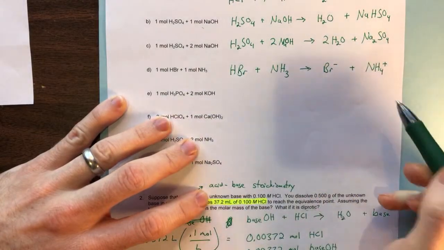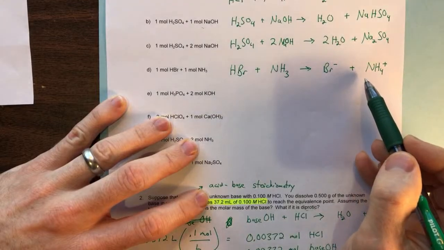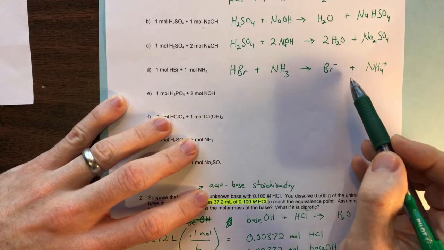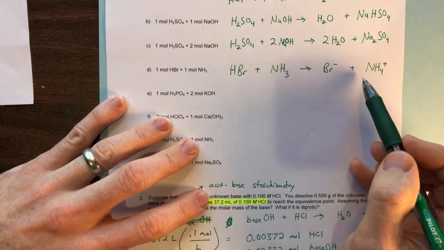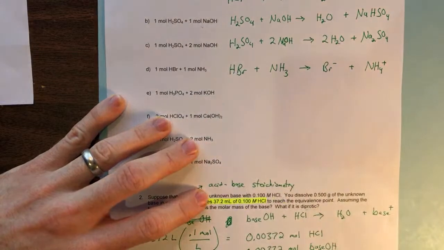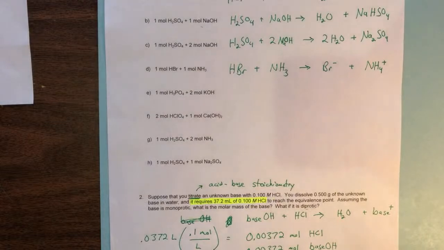Or we could simply write this one product as ammonium bromide, right? We could write it as NH4Br. That would also be fine. Either way works, and the concept is pretty much the same either way.